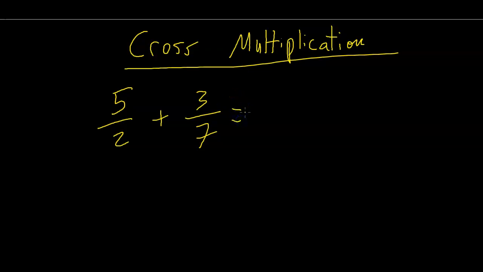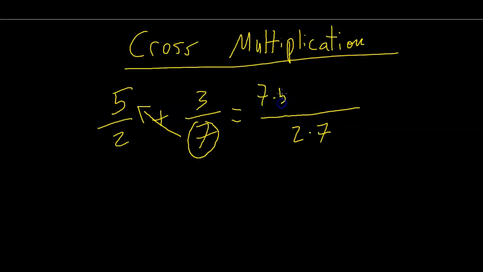Your answer is going to be found like so. Your new denominator, or the denominator of your answer, is going to be your two original denominators multiplied together. So our new denominator is 2 times 7. To find your numerator, you cross multiply. Here's what cross multiply means. You start from the bottom right and you cross multiply up to the top left.